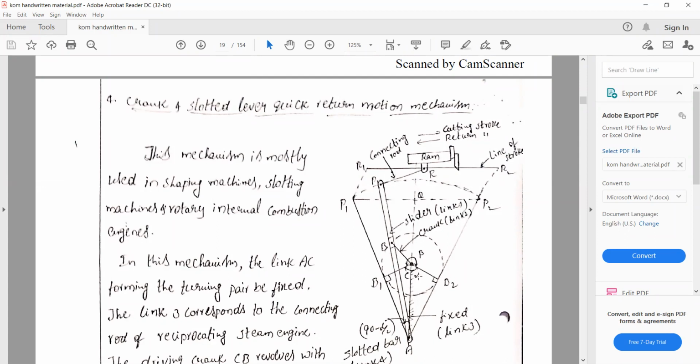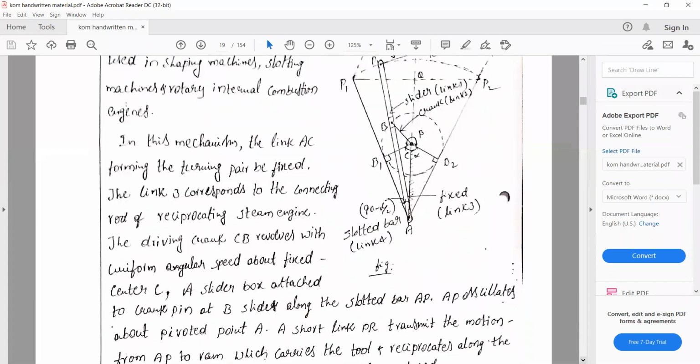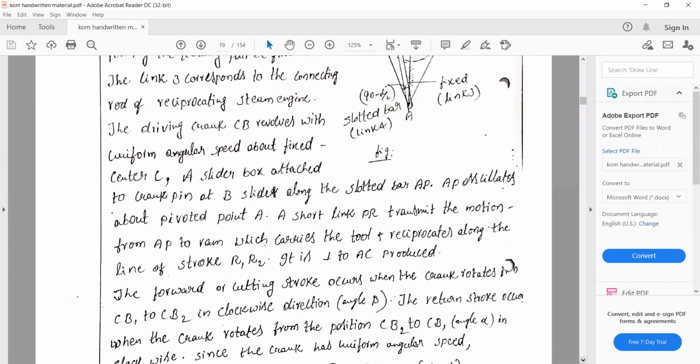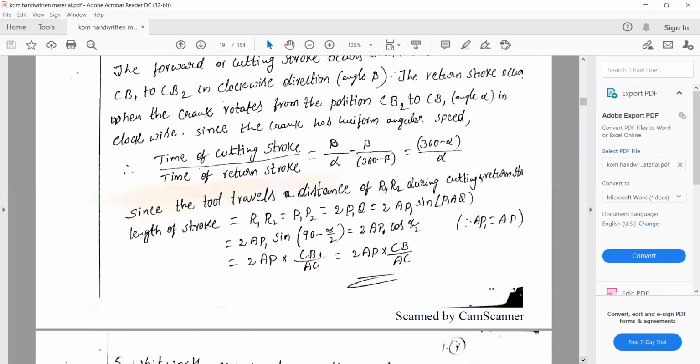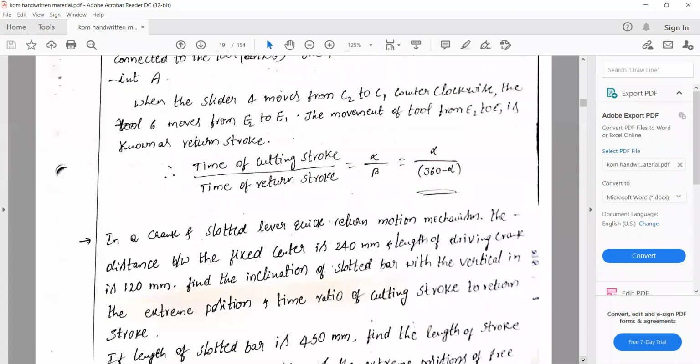Now we are going to find the ratio of the cutting stroke to the return stroke and the ram travel, that is the length R1R2, which is also P1P2. We also have to find the P1P2 distance and our cutting stroke alpha, that is beta by alpha, the ratio of cutting stroke to return stroke. Those are the given values.